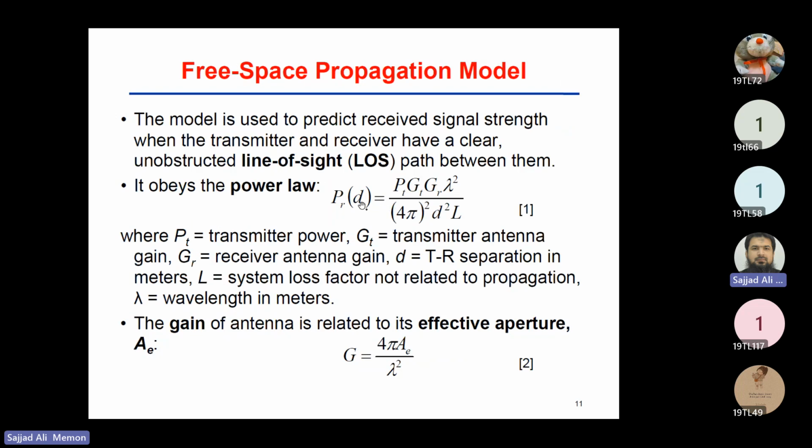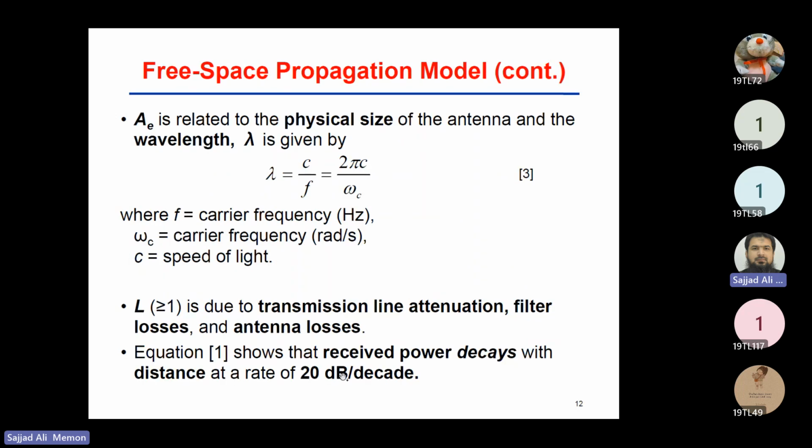If you convert this into the logarithm form, you can see that received power is inversely proportional to d square. If you convert this into the logarithm scale, this 2 will multiply, and that will become 20 log of d. So that says that 20 dB per decade. So this 20 dB comes from there.